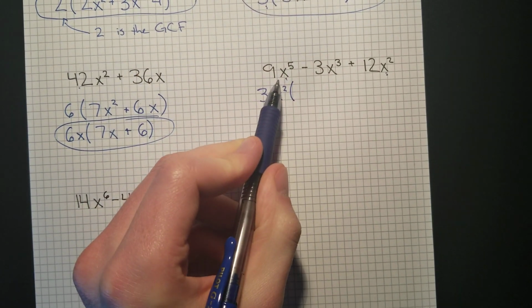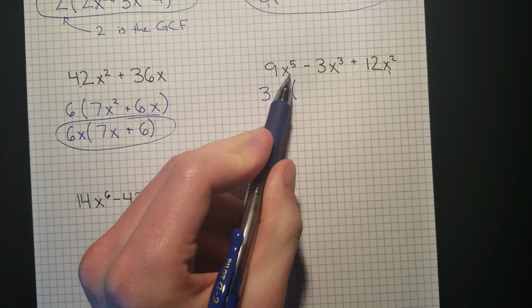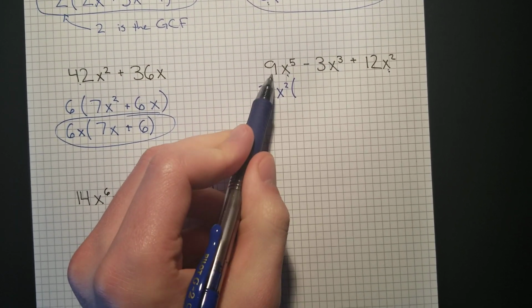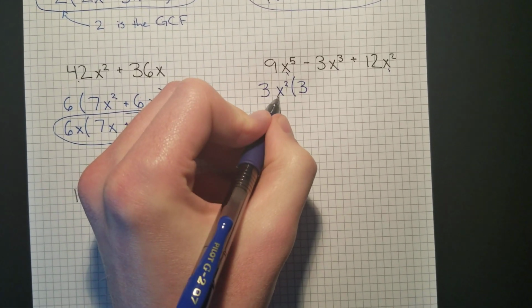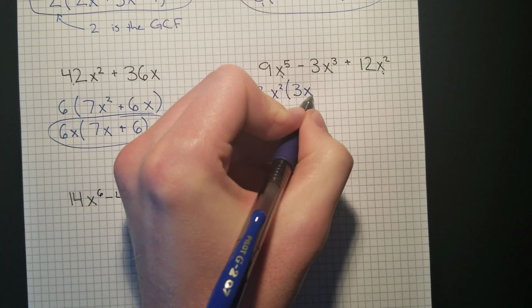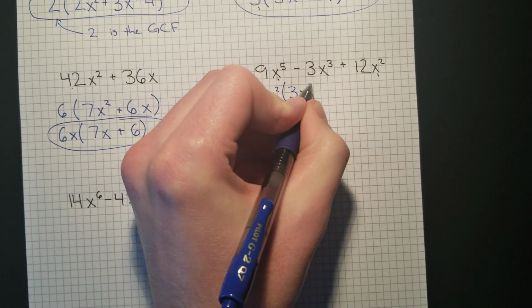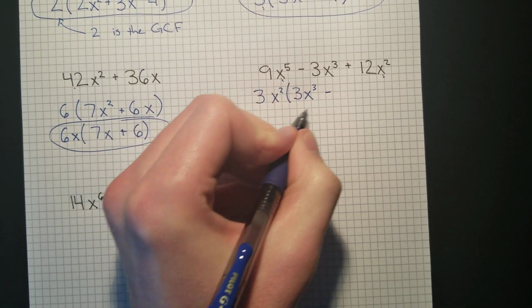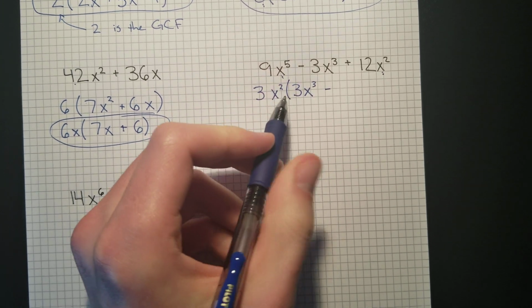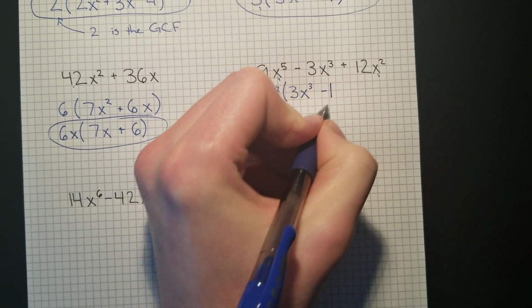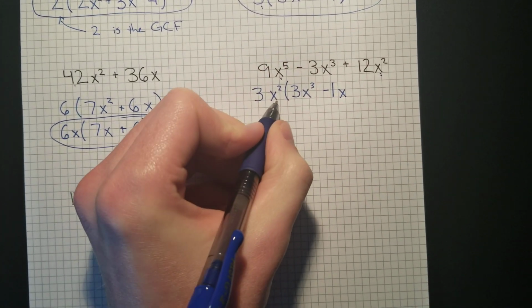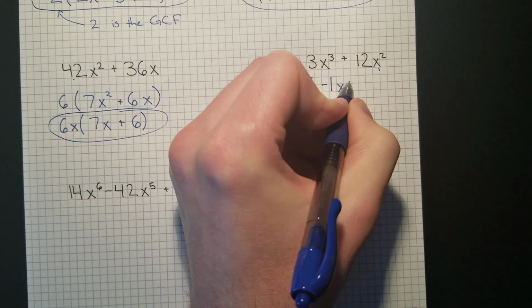So we have to go through and divide everything. 9x to the 5th divided by 3x squared: 9 divided by 3 is 3. x to the 5th divided by x squared, so we subtract the exponents. 5 minus 2 is 3. Then 3x cubed divided by 3x squared. That would just be 3 divided by 3 is 1. x, and then x cubed divided by x squared is x to the 1.